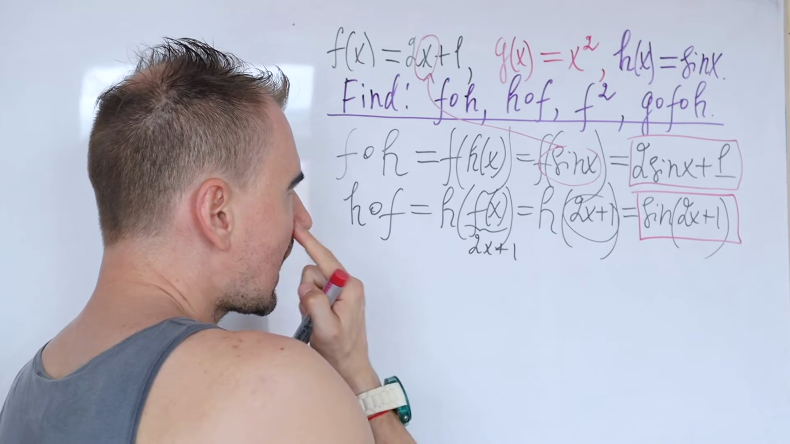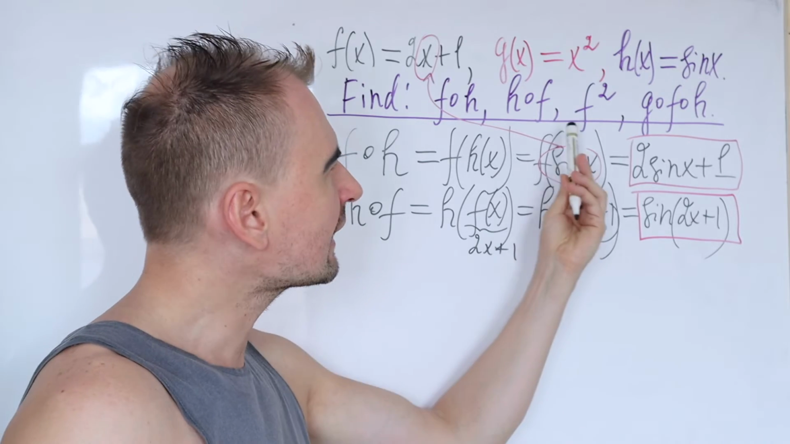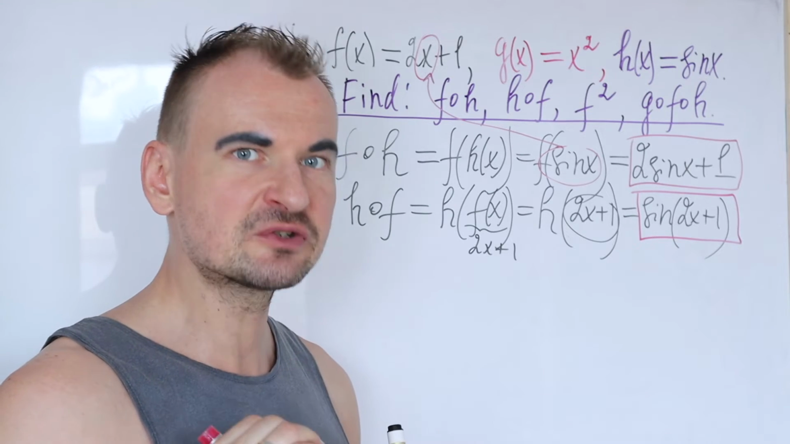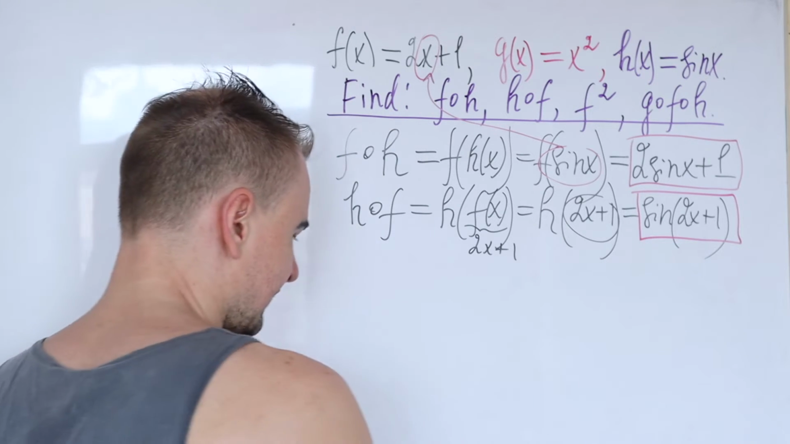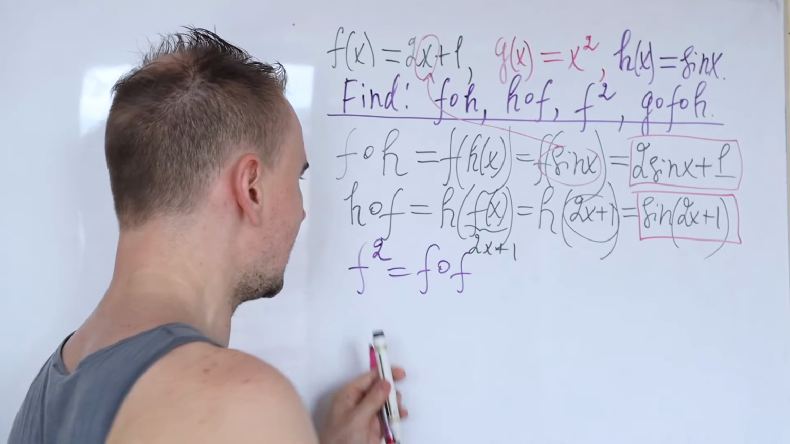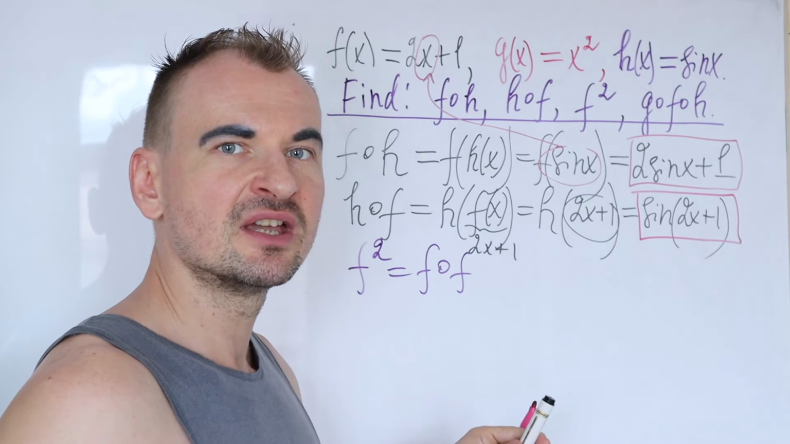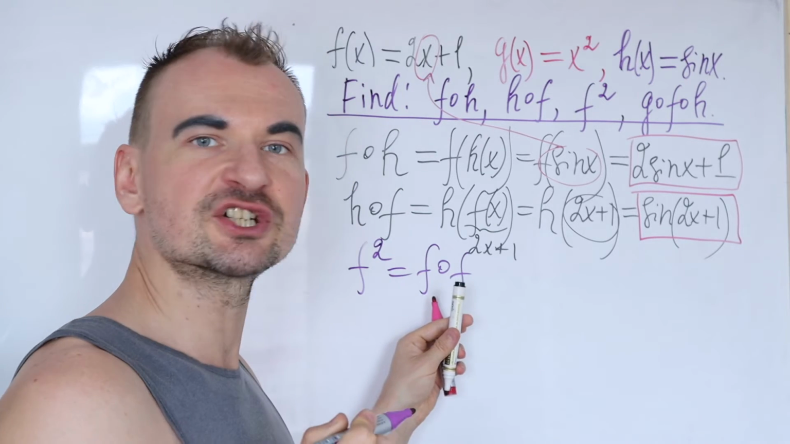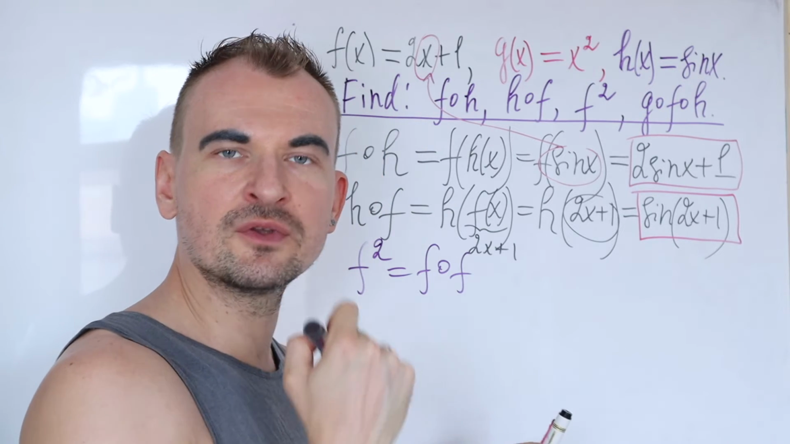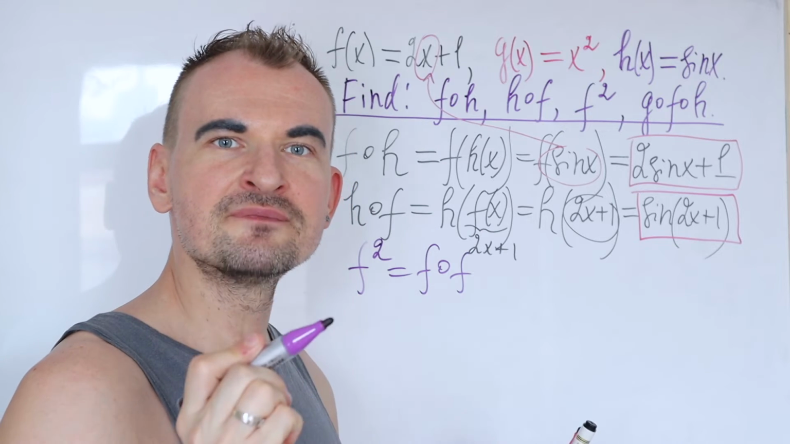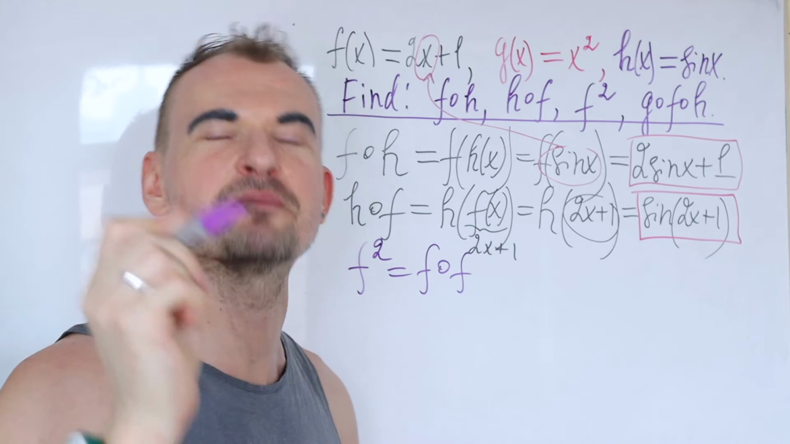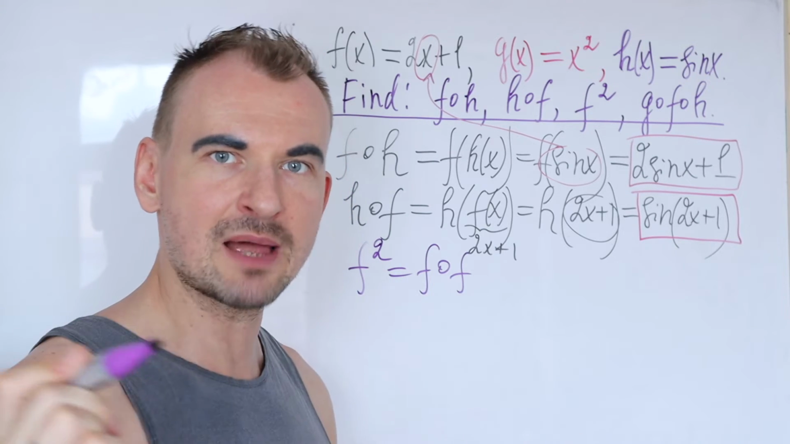Now, if you come across something like f squared, typically that means that you need to find the composition of f and f itself. So typically f squared means the composition of function f and itself. Also, if you are given something like f cubed, that means you need to find the composition of f 3 times. So f composition f, and so on, etc.